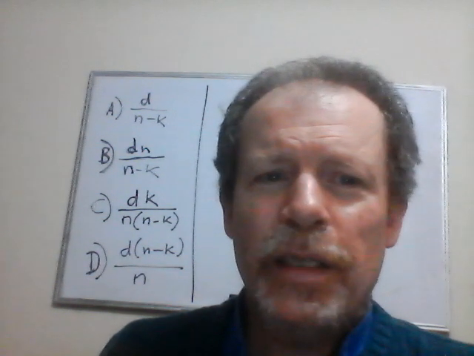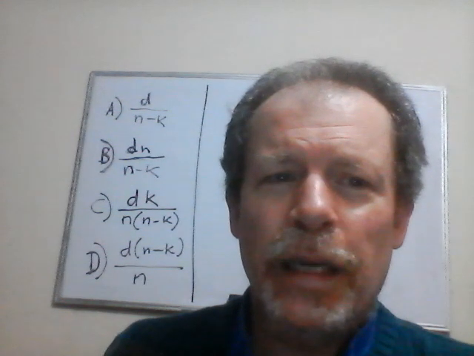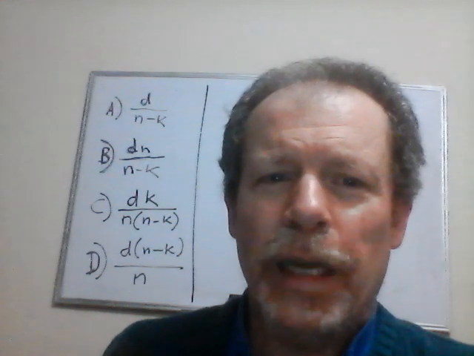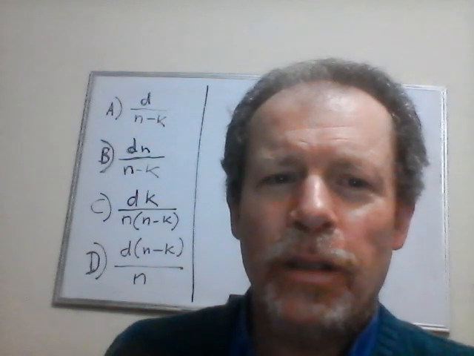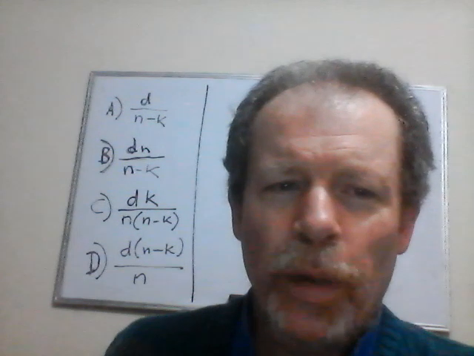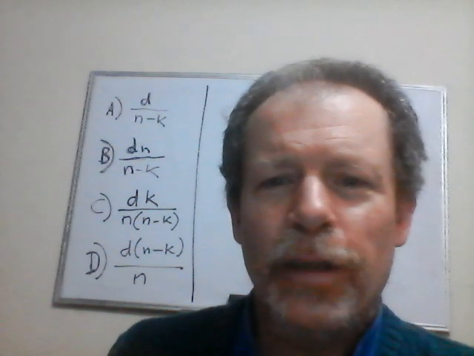It says, after eating dinner at a restaurant, N friends agree to split the total bill of D dollars equally. If K of the friends don't contribute, which of the following represents the additional amount? Which represents the additional amount that each of the remaining friends must pay?